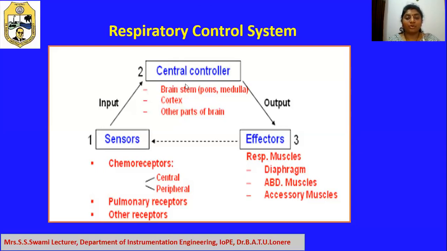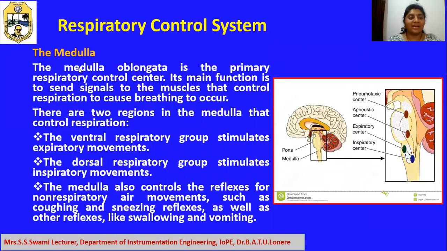Our main focus is on the central controller, which basically consists of the brainstem. In that there are the pons and medulla, the cortex, and other parts. The medulla is located over here. The medulla oblongata is the primary respiratory control center. Its main function is to send signals to the muscles that control respiration to cause breathing to occur.